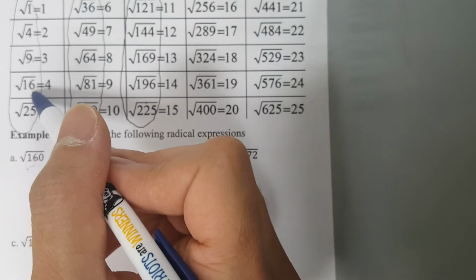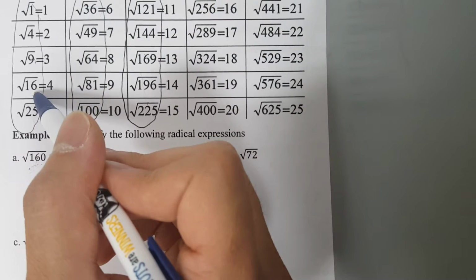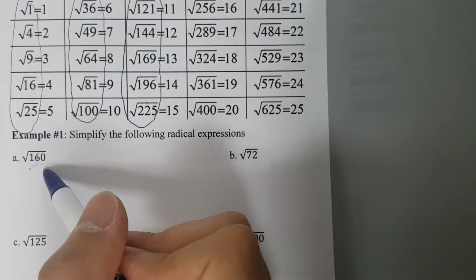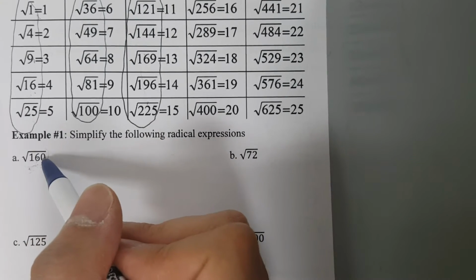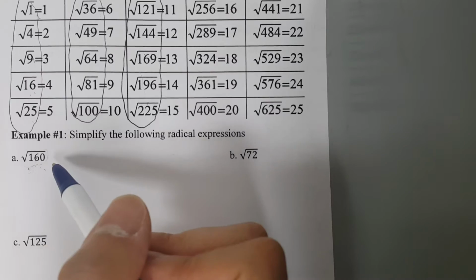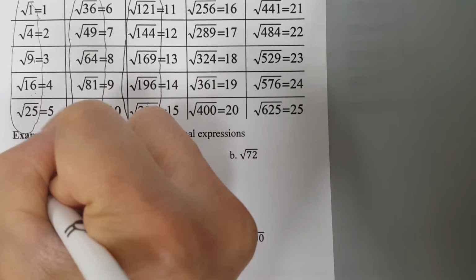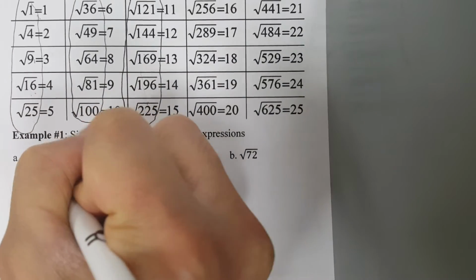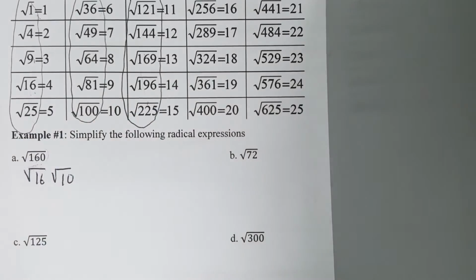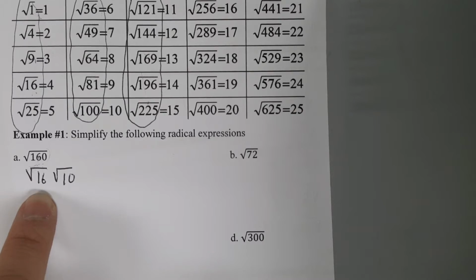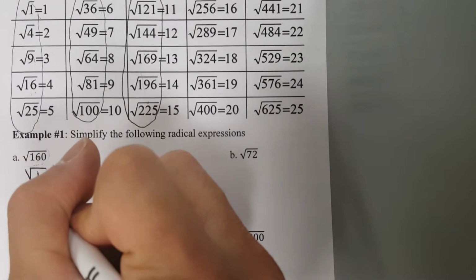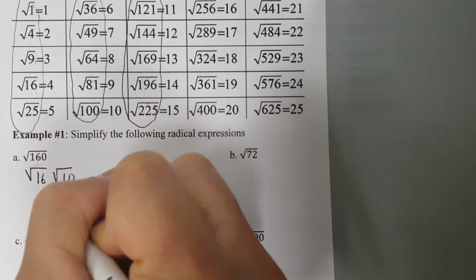If I look, the one that's really obvious is the square root of 16, right? 16 times 10 is 160. So I could separate 160 into 16 times 10. So I'm going to break this up into the radical of 16, radical 10. And I know radical 16 is 4. So this ends up being 4 radical 10.